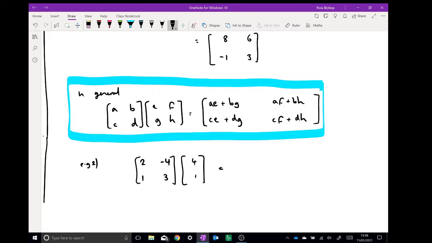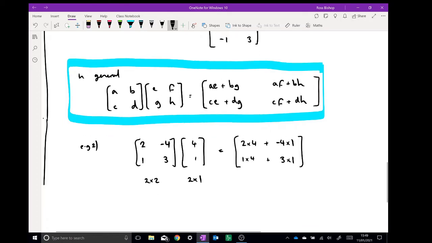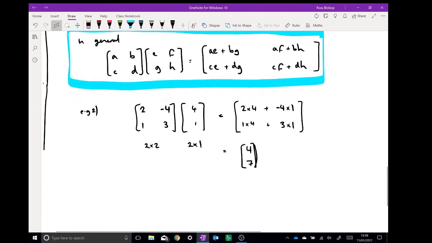So this is a 2 by 2 multiplied by a 2 by 1. Okay, so I'm going to do 2 times 4 plus minus 4 times 1. Okay, that's on the top, and then it's the bottom row times that column again. So it's 1 times 4 plus 3 times 1. So my answer there would be 8 minus 4, so 4, and then on the bottom it's going to be 4 plus 3, 7. So it's going to be 4, 7.